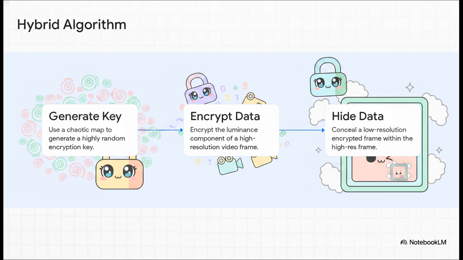First up, the algorithm uses a chaotic map to generate a highly random, totally unpredictable key. Second, it uses that exact key to encrypt the luminance component, again the brightness data, of a high-resolution video frame during that intra-prediction phase we talked about. Finally, acting as the ultimate Trojan horse, it takes a separate, low-resolution video frame, encrypts it, and hides it completely within the high-resolution frame. The result? The data is secure, it's hidden, and it remains perfectly syntax compliant with the H.264 codec.